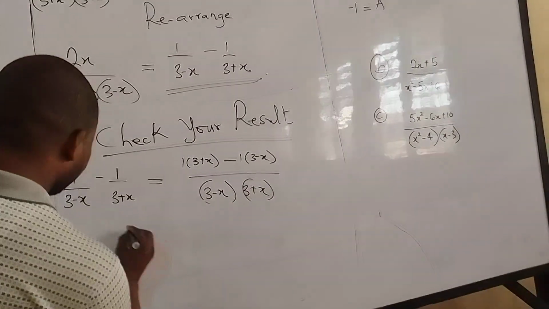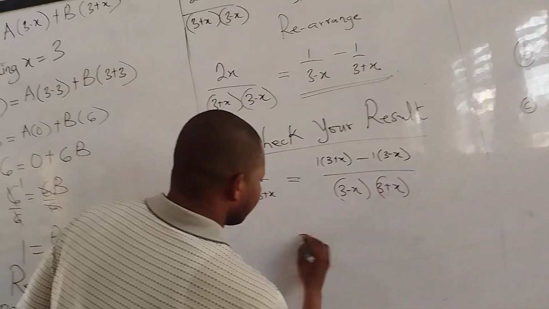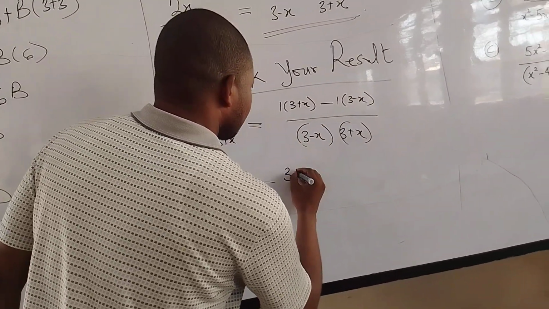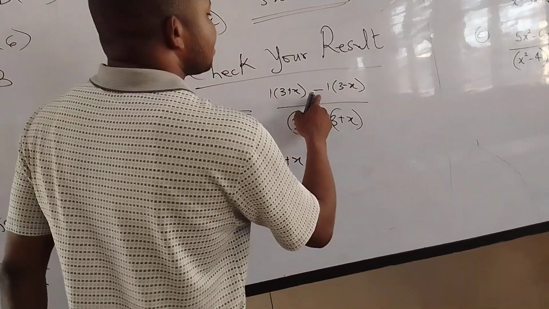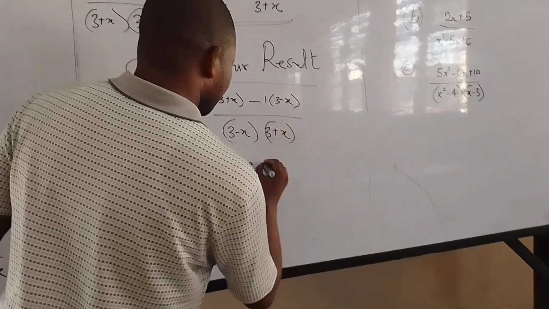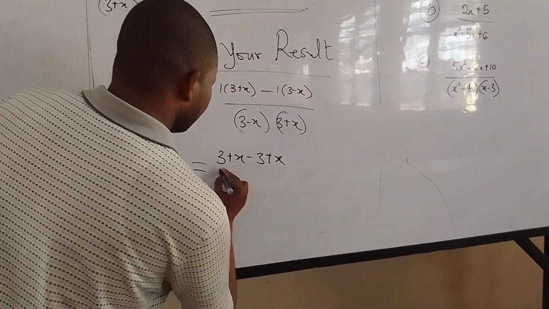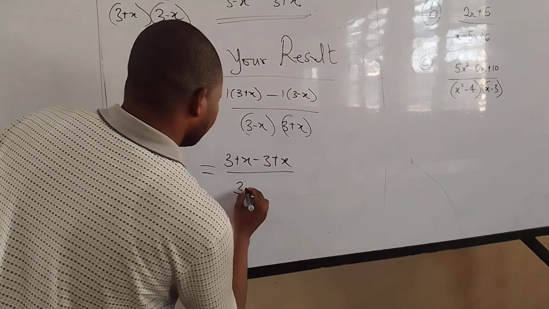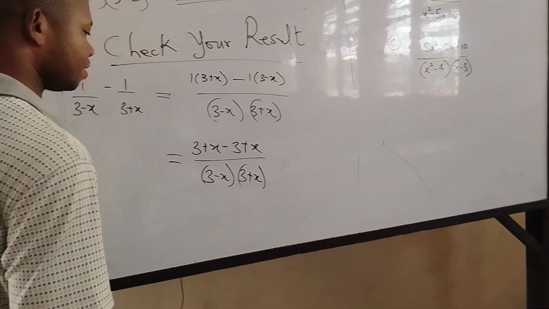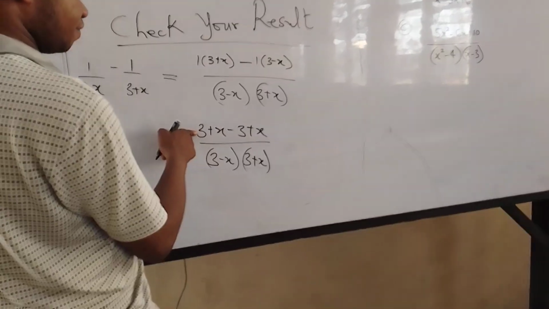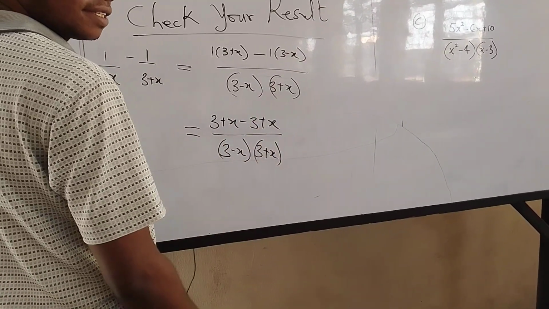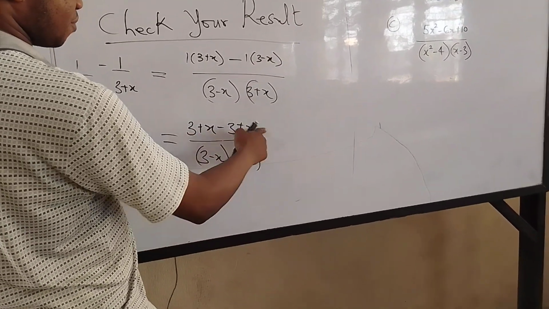So at the end of the day, this whole thing will give us 1 times 3 is 3, 1 times x is x. Now this is minus 1 times 3, minus 3. Minus 1 times minus x is x. Then all over 3 minus x into 3 plus x. Now look at this. This is positive 3, this is negative 3. 3 minus 3 is 0.